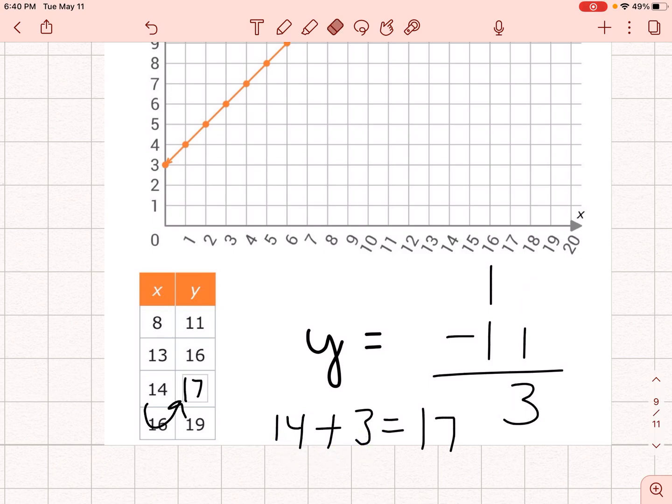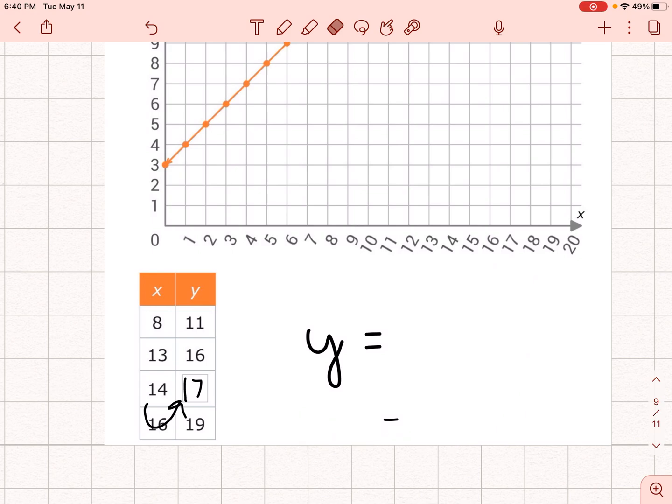So for every single one of these in the table, I'm adding 3. So whatever it is, it's going to be plus 3. Now these values, though, are changing. It's 8 plus 3, 13 plus 3, 14 plus 3, 16 plus 3. So this value is going to be different depending on which number I choose. So I'm going to use a variable for that. And the variable I'm going to use is x. For any number x, if I add 3, it's going to tell me y.